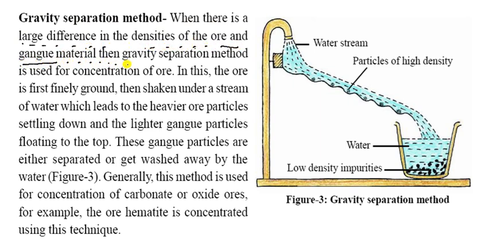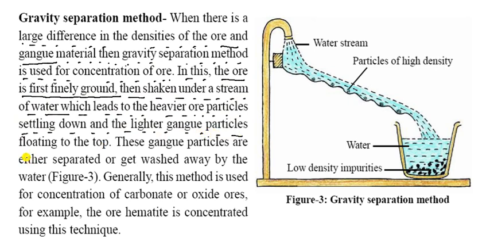You can see the gravity separation method. When there is a large difference in the density of the ore and the gangue, then the gravity separation method is used for the concentration. That is the purpose of using the gravity separation method. In this, the ore is first finely ground, then shaken under a stream of water, which leads to the heavier ore particles settling down and the light gangue particles floating to the top. These gangue particles are either separated or get washed away by the water.